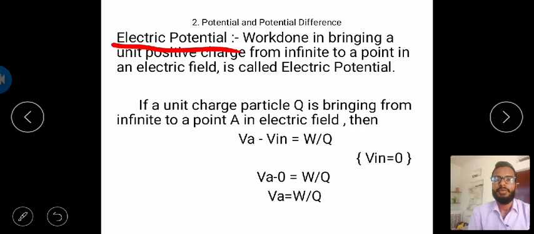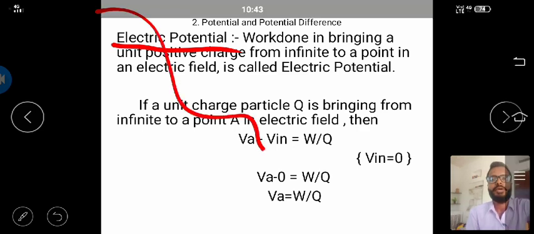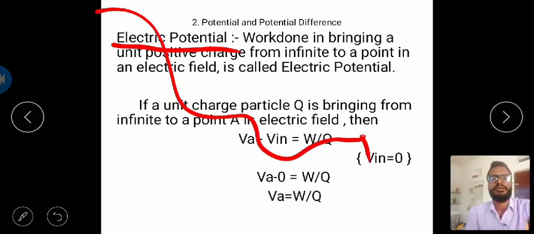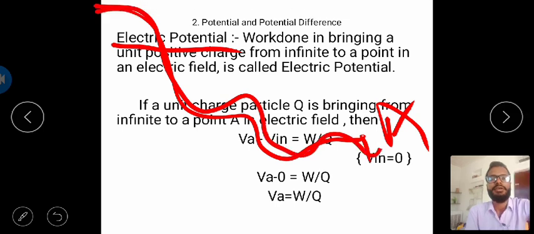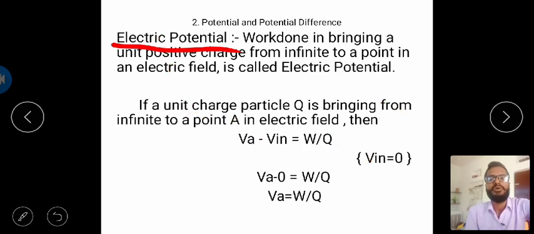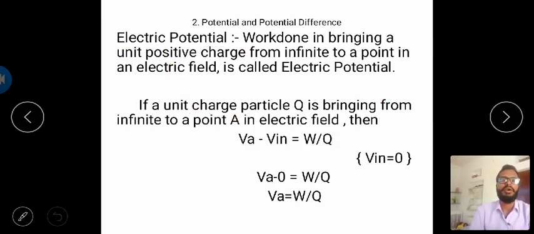Focus on the screen. We can define the electric potential as the work done in bringing a unit positive charge from infinity to a particular point, which is A, in an electric field. So this work done is called electric potential.